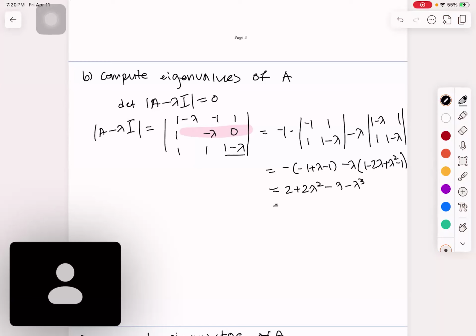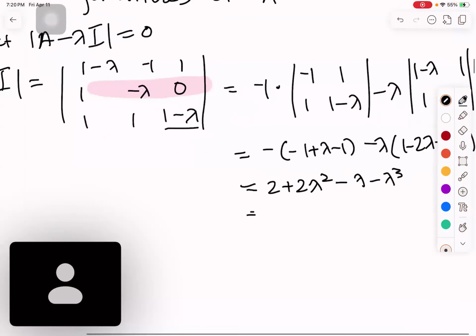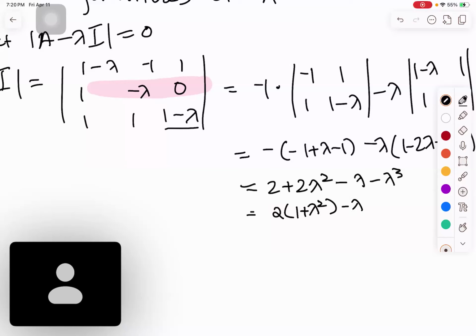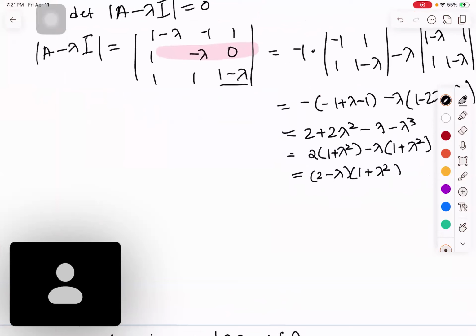And then usually you would do polynomial division and test the roots for this, but this one is a little bit easier for us. We can do group factoring to find the roots for this polynomial equation. So we get 2 plus lambda squared minus lambda times 1 plus lambda squared. And this gives us 2 minus lambda, 1 plus lambda squared. And from this, we get eigenvalues to be equal to 2, which is the real one, and i and negative i.